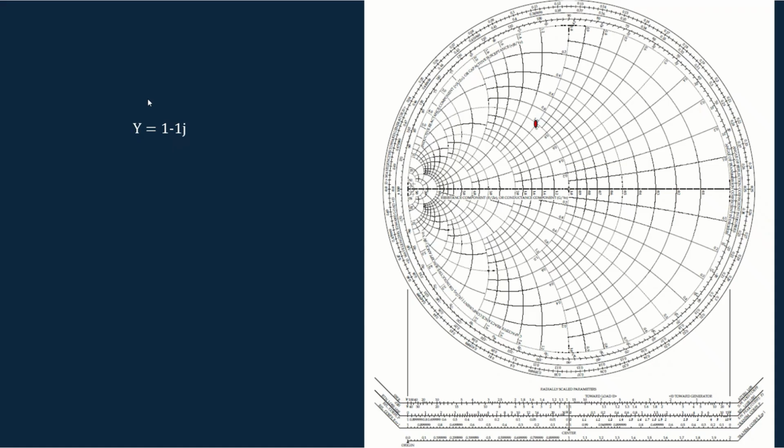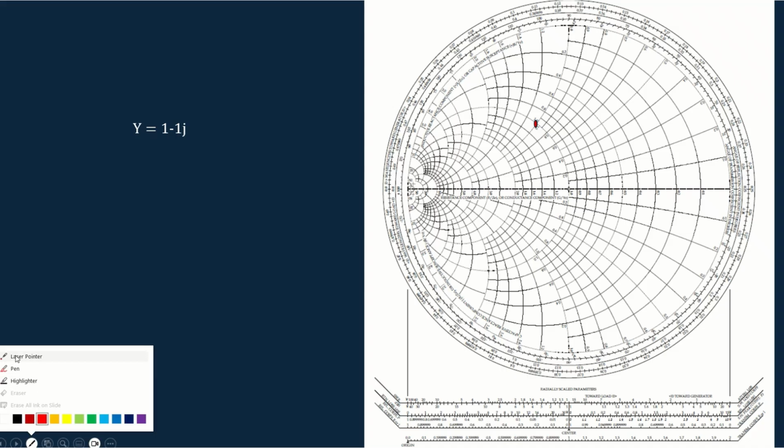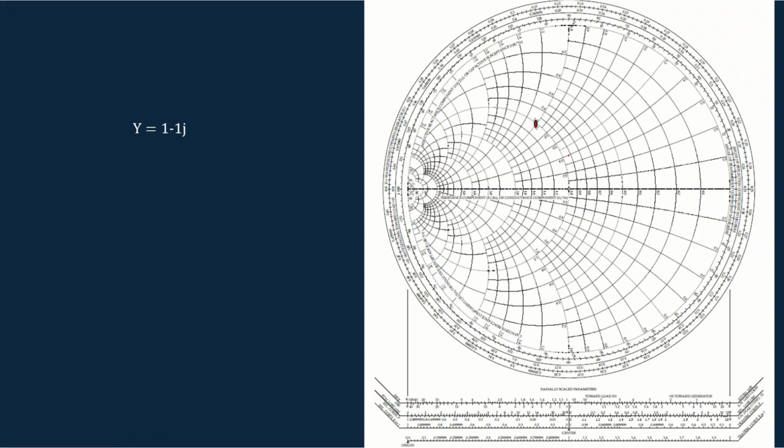Let's see how these admittances are plotted on the admittance chart. Suppose I have a normalized admittance of 1 minus 1j. To plot this on the admittance chart, first we find the real value, which corresponds to the conductance. These circles correspond to the constant conductance, so I have to find the circle corresponding to the value 1. Here you can see that this circle is the one.